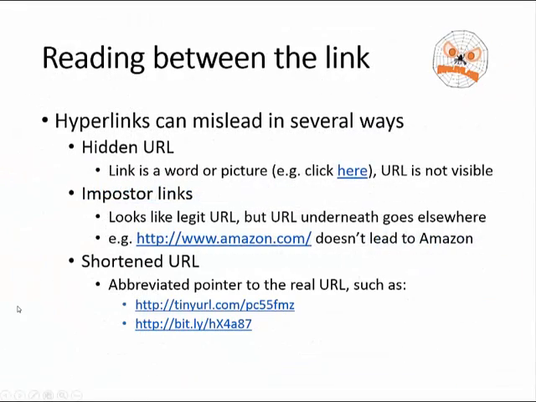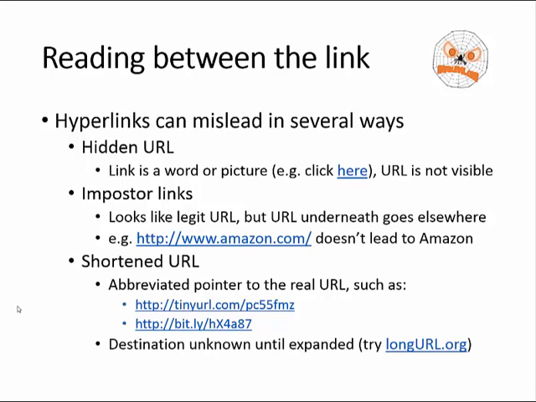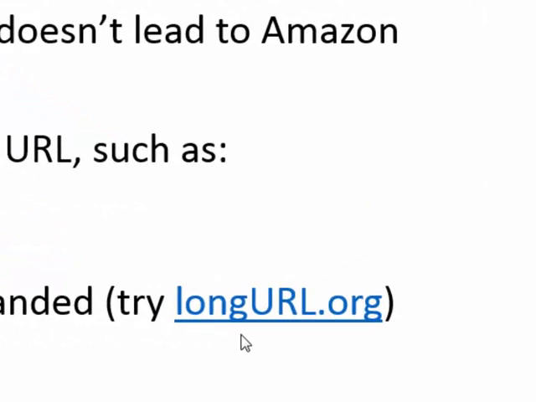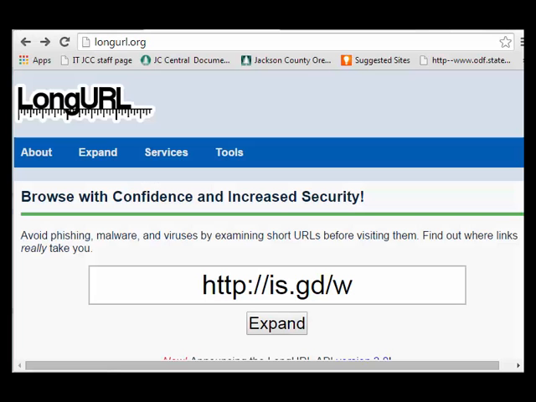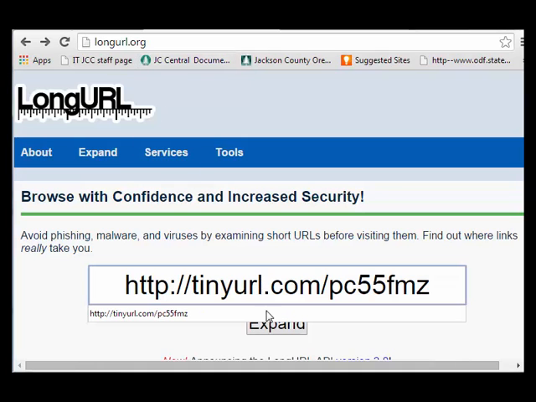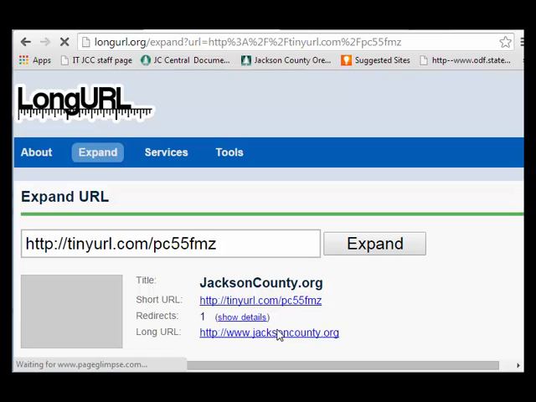And then lastly, there's the shortened URL. So this is something like a tiny URL or a bit.ly. It's just a pointer to a real URL, and it's been abbreviated. You really don't know the destination of a shortened URL until you expand it. Longurl.org is a handy tool for doing that, and there are others. So just browse to longurl.org, paste in the website address you want to know where it goes, and click the expand button, and it'll tell you the true destination.